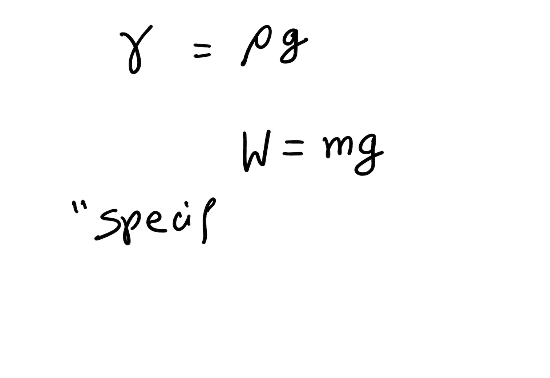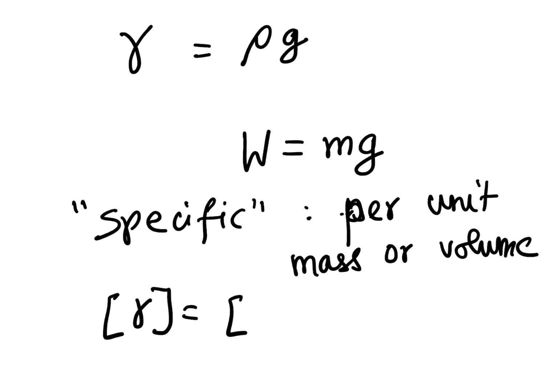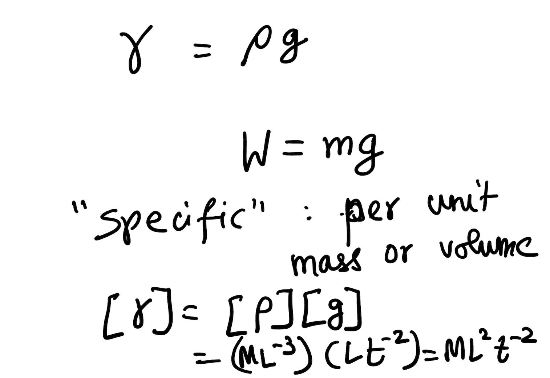Specific weight, the word specific, as you would have learnt in thermodynamics, means per unit mass or volume. If I think of the dimensions of specific weight, that would be the dimension of density times the dimension of acceleration due to gravity, which is ML^-3 times LT^-2, making this ML^-2 T^-2.